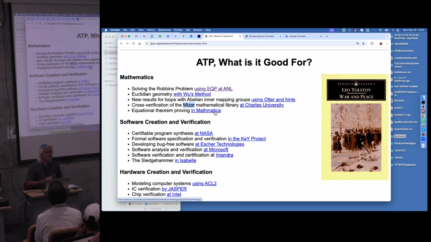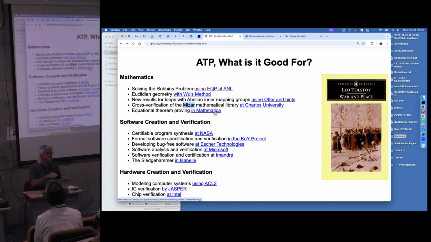Yeah. Okay. Inside Mathematica is one of these automated theorem provers. It's inside, it's one piece. When you do solve equation, it calls that. So that's the sort of history.